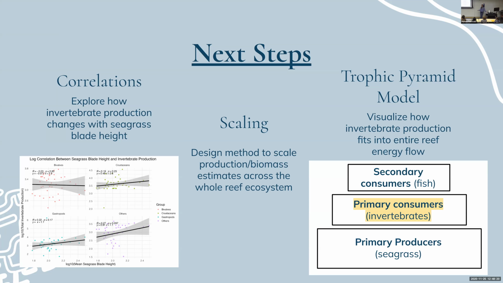We need to design a method to figure out production everywhere because we couldn't measure every single seagrass blade height across all the reefs. So we have to figure out a good way to accurately extrapolate that data and make sure we're having accurate predictions of the production of invertebrates. And then finally, we have production for seagrass, our primary producers, and we do have production for fish, which is our secondary consumers. So the goal of my project is to fill in this missing piece, which is our invertebrates, and figure out production there, trying to identify the whole energy flow of the entire reef.